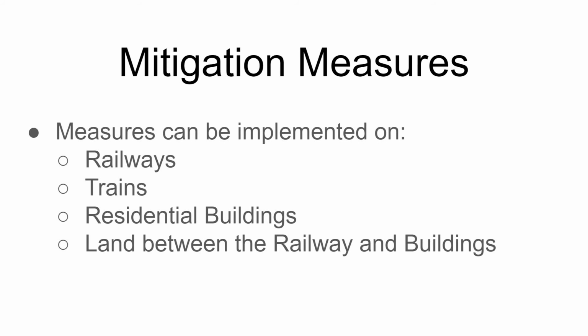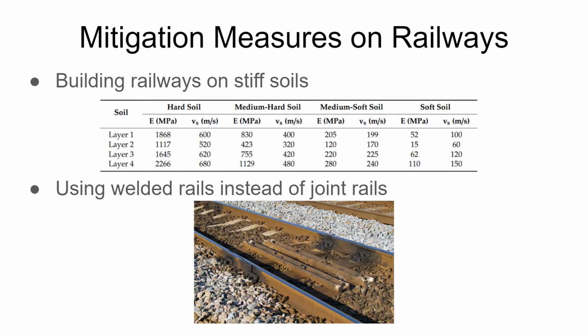When rail vibrations exceed a certain limit, mitigation measures need to be taken to try and reduce the vibrations. Measures can be implemented on railways, trains, residential buildings, and the land between the railway and residential buildings. The most effective way to reduce vibrational effects is applying measures to the railway.